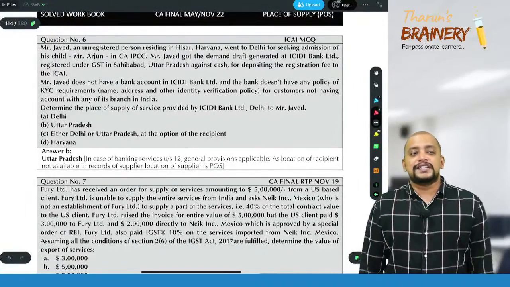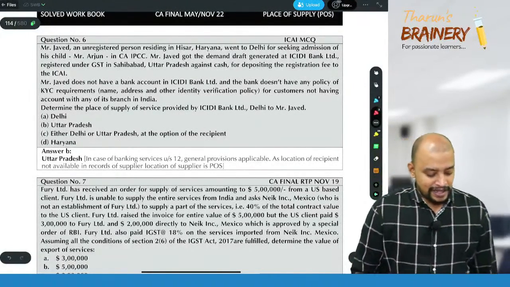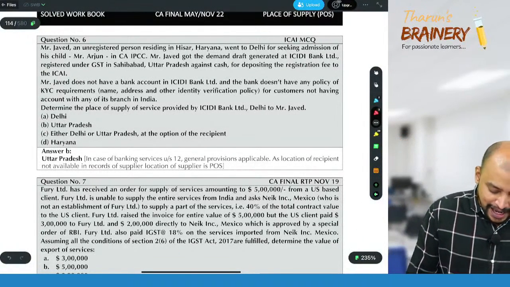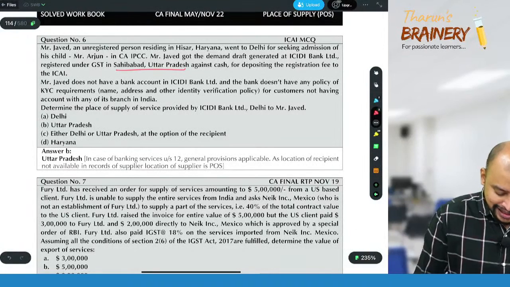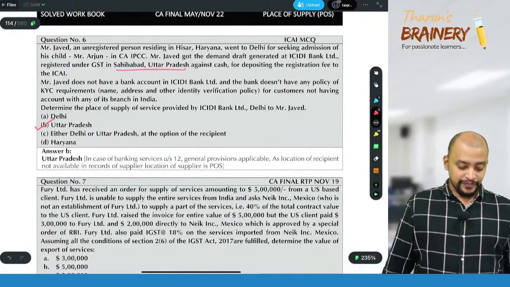B2C. Whether recipient data is available in the supplier records? No. So, location of supplier. What is the location of supplier? Where the bank is located? Uttar Pradesh. So, Uttar Pradesh will be taken as the place of supply.